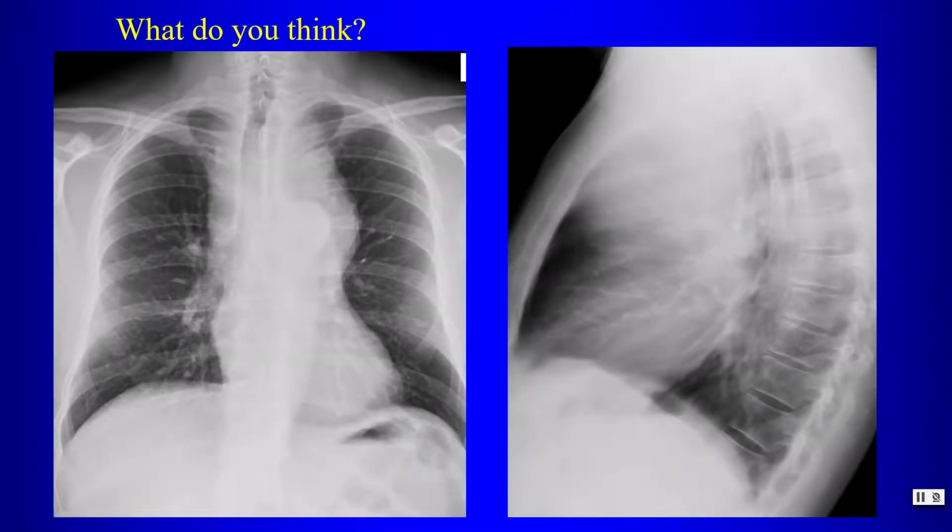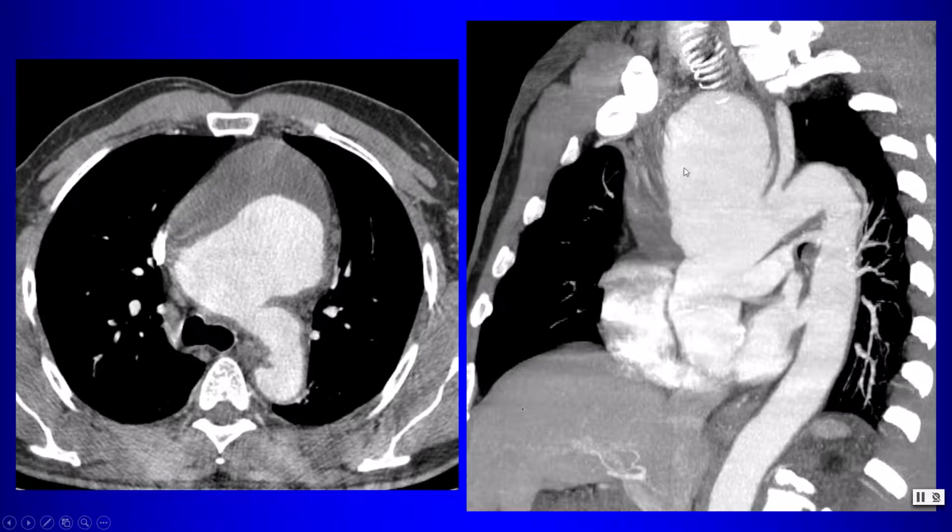Okay, now what about this case? Again, we have this large anterior mediastinal mass. And the reason I show this case, the diagnosis is obvious here on the CT. This is a large pseudoaneurysm. When we have these kind of pseudoaneurysms in unusual locations, we might think mycotic aneurysms.